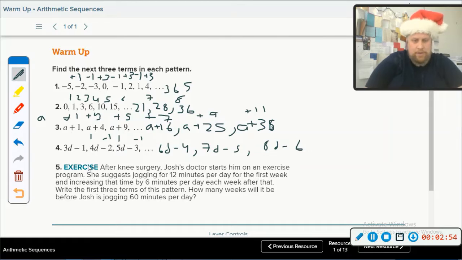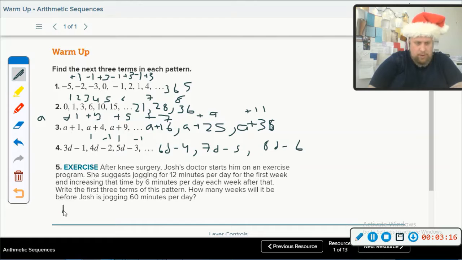And our last one: after knee surgery, Josh's doctor starts him on an exercise program. She suggests jogging for 12 minutes per day for the first week and increases that time by 6 minutes per day each week after that. All right, the first 3 terms of this pattern. How many weeks will it be before Josh is jogging 16 minutes a day?